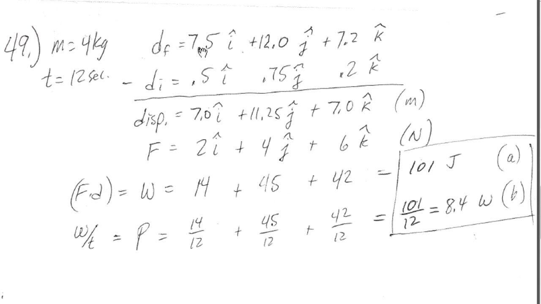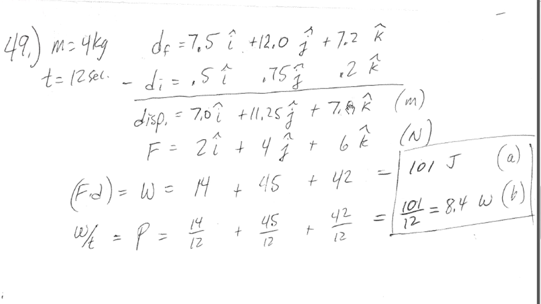So first of all, they give me the final position and the initial position. So the displacement then is d final minus d initial. When I do that, I see that it moves 7 in the x, 11 1/4 in the y, and 7 in the z. If you think about your 3-dimensional coordinate system, x, y, and z are all perpendicular to one another. So that means forces in the x do no work in the y or the z because they're perpendicular. Likewise, forces in the y do no work in the x and the z, and forces in the z do no work in the x and the y.